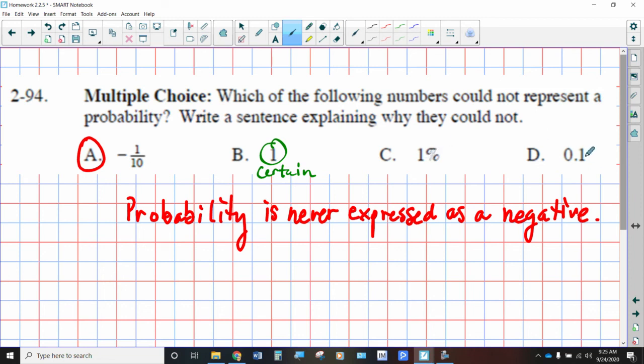And then in decimal form, 0.1 is 1/10, which means that's kind of like if you have 10 marbles in a bag and one of them is blue, this would be the probability that you would pull out a blue. There's just no way you can ever have a negative probability. That doesn't even make sense.